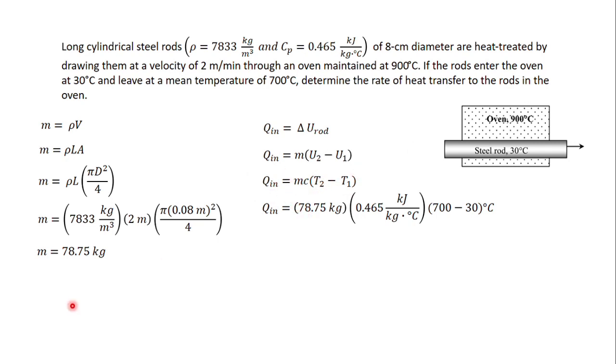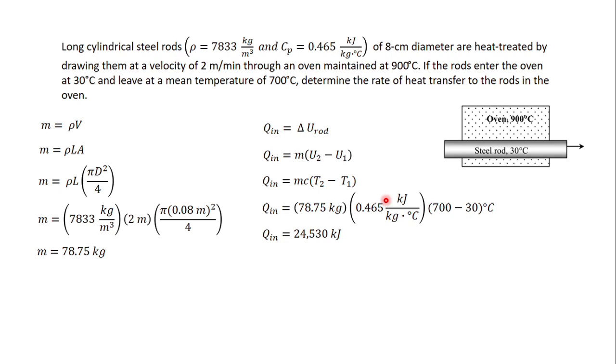Since all of these have values, we just plug them in. We have the mass of 78.75 kg multiplied by our specific heat capacity of 0.465 kilojoules per kilogram times degree Celsius, multiplied by T2, or the temperature at state 2, which is 700 degrees Celsius, minus T1, or the temperature at state 1, of 30 degrees Celsius. Solving this, we have 24,530 kilojoules of heat in.